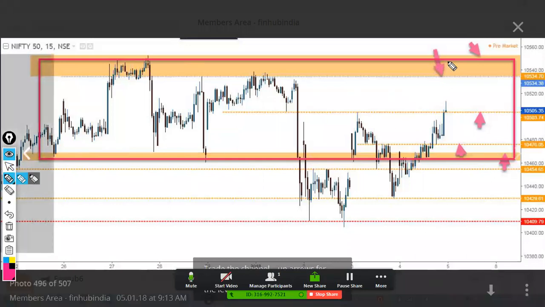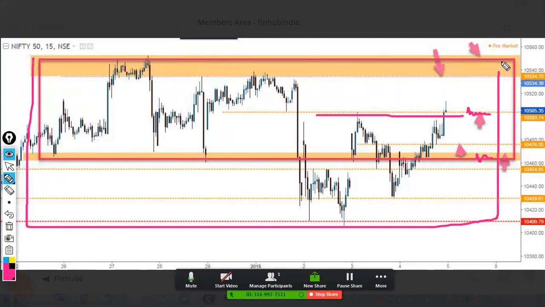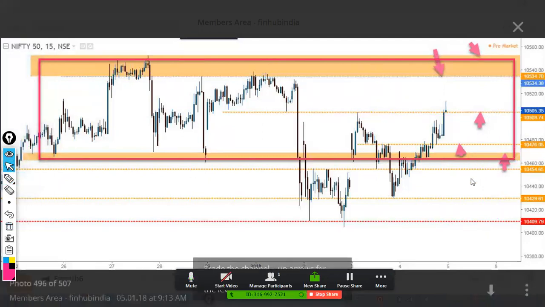But if we are selling it over here, then our first target would be this one, and maybe we can look for some buy signal over there if we find it, and then the next target will be this level. So in the public channel or in the daily time frame, this is the overall zone, but inside this overall zone, there are these key levels playing out. And most of these key levels we have traded throughout the week, last week.